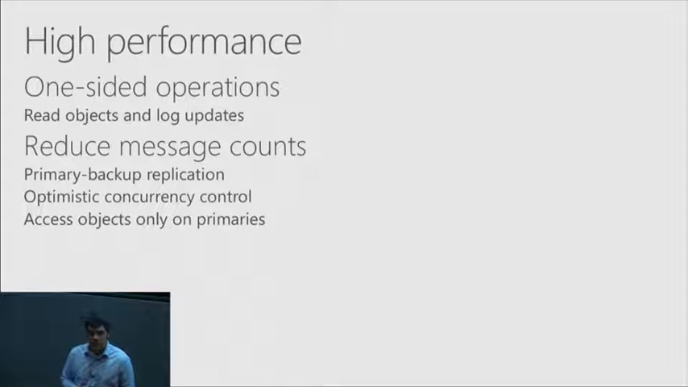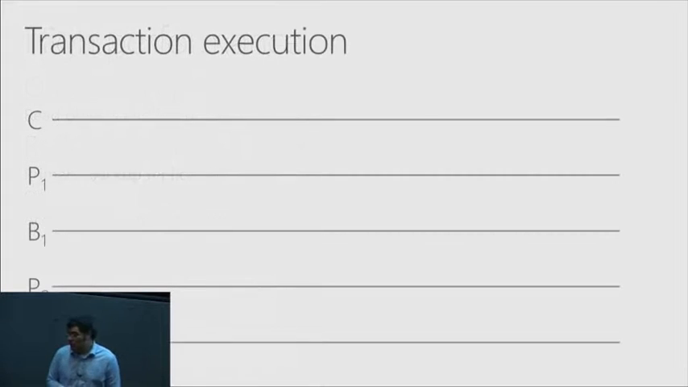We also use optimistic concurrency control. For instance, you do read objects without acquiring locks, which again reduces the number of messages because we do not need to send messages to acquire and then release the locks later. And we also allow accesses only on the primaries because this means we do not have to lock objects on the backups, and again reduces the number of messages we have to send in the protocol.